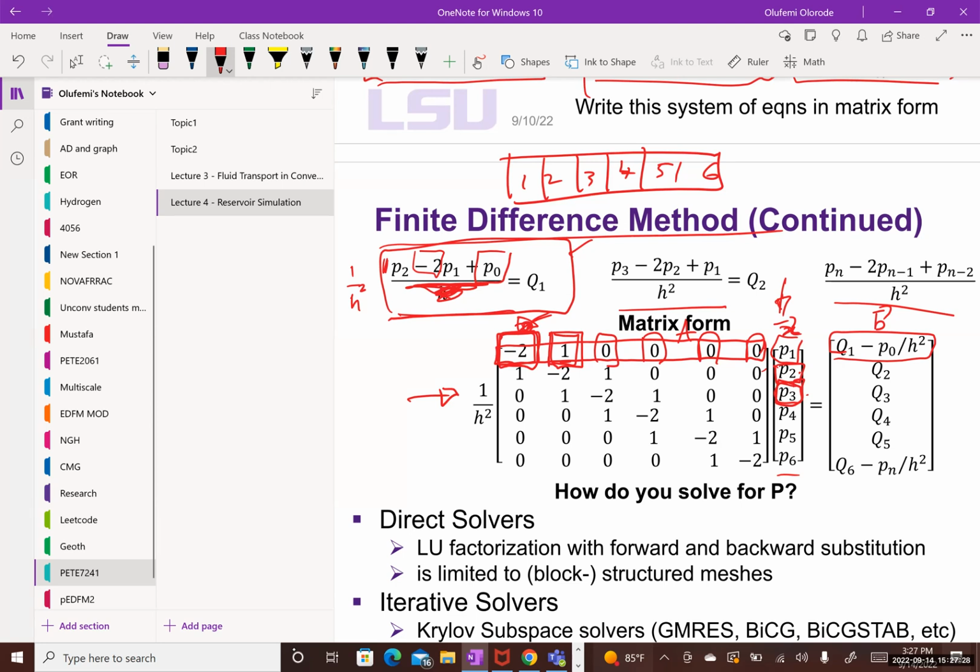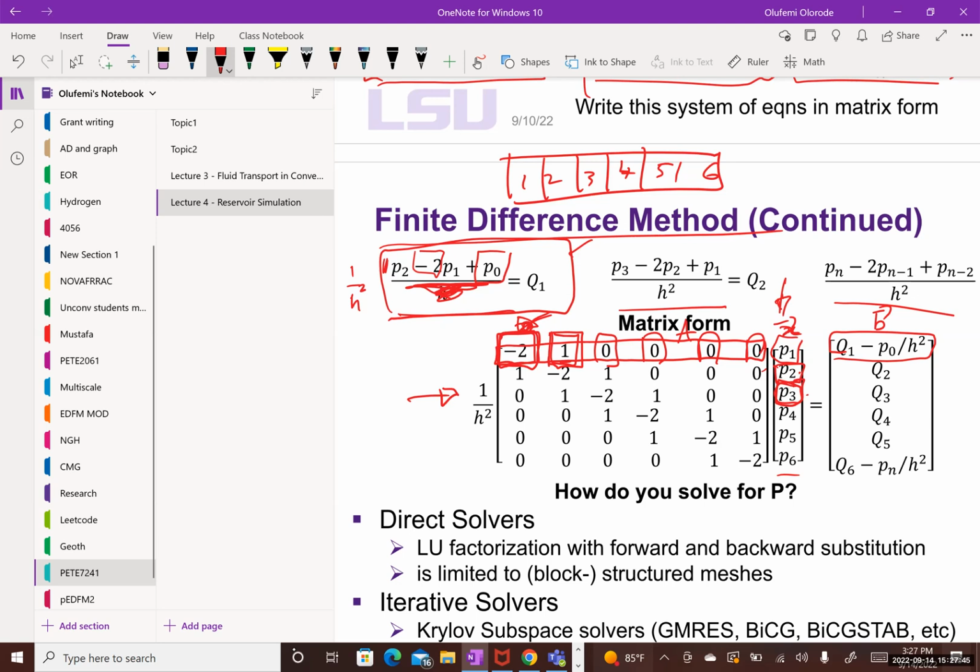So what do you do? Yeah, it's basically a boundary condition. So it's a constant. You're not solving for it. So you have to take it to the right-hand side, and it's going to be part of your source term.